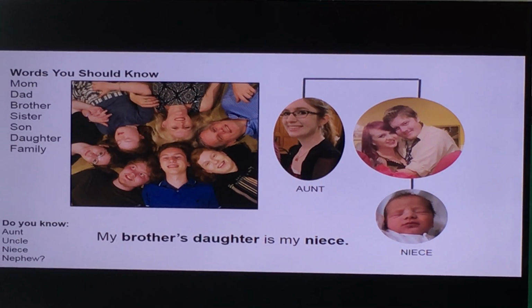And you should probably also know an aunt or an uncle, niece, and nephew, right? So if my brother has a daughter, she is my niece, and I am her aunt. So she would probably refer to me as Aunt Sarah, and I would just call her by her name. So these might be new vocabulary words depending on what you learned in elementary school.